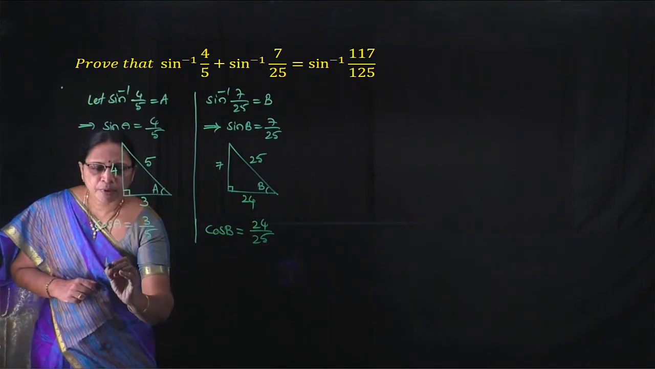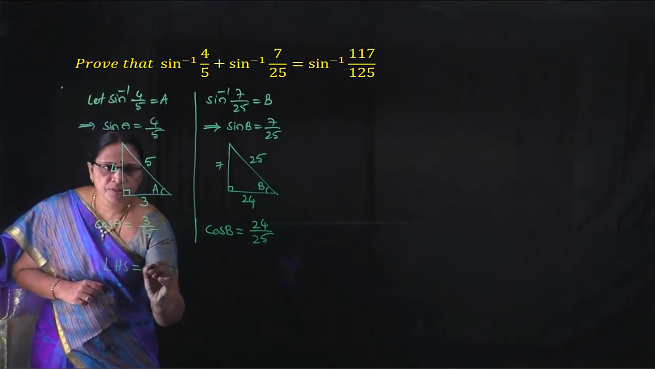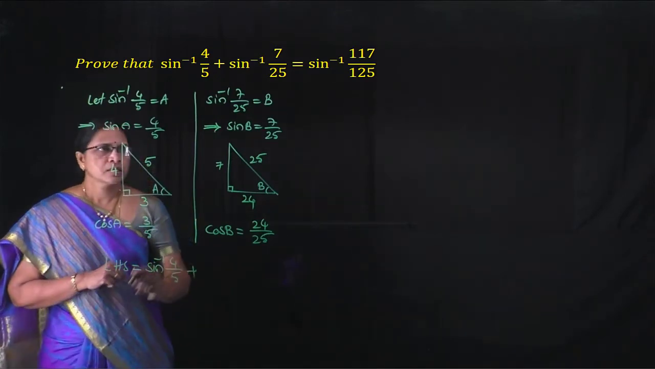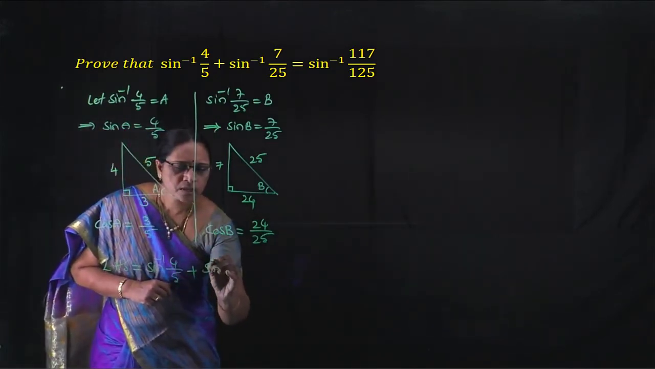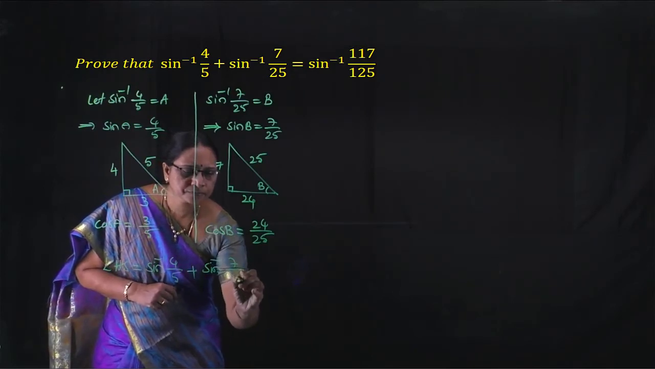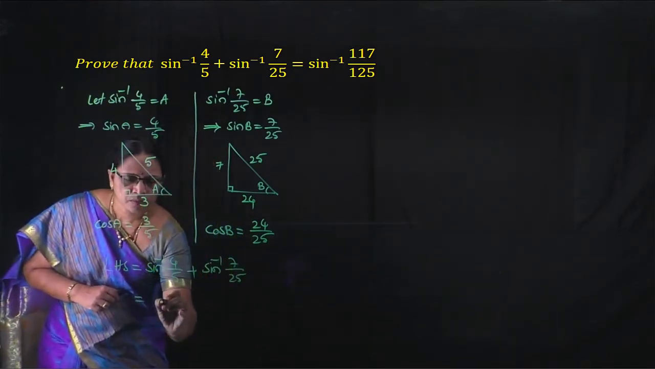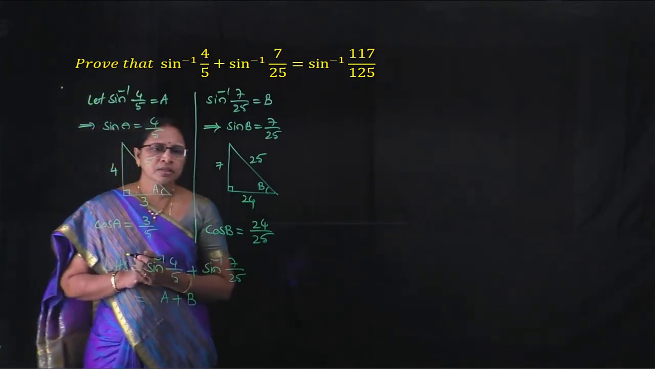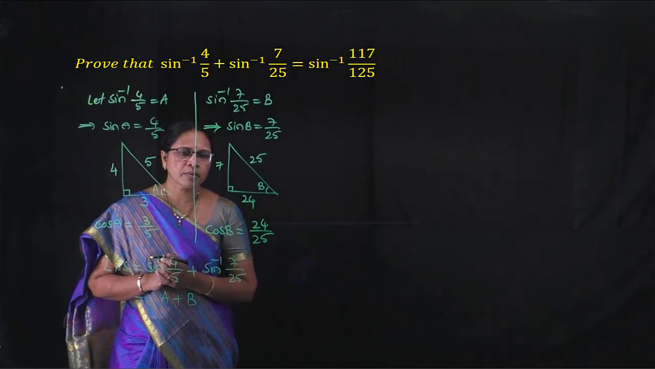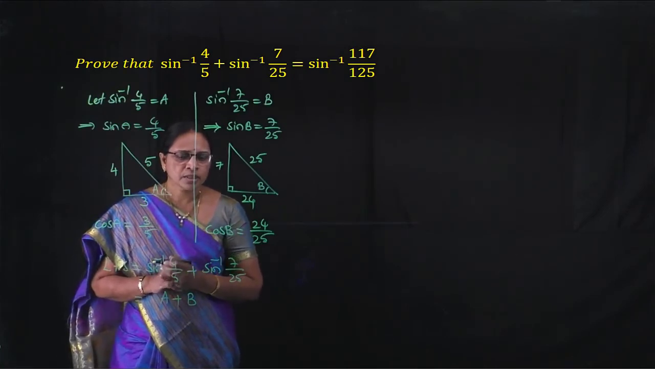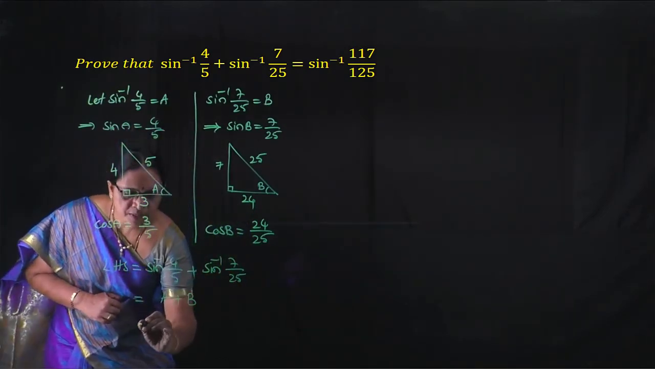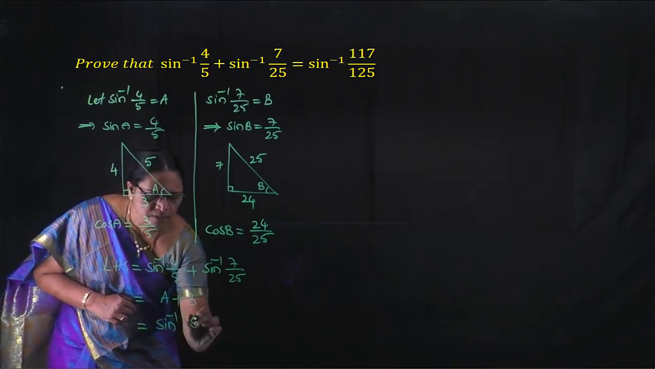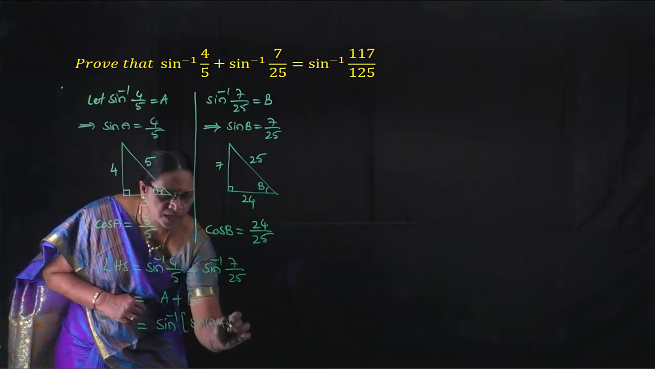Take the LHS part. Here LHS is equal to sin inverse 4 by 5 plus sin inverse 7 by 25, that is equal to A plus B. Here RHS is sin inverse of 117 by 125. For this we can write A plus B as sine inverse of sine A plus B.